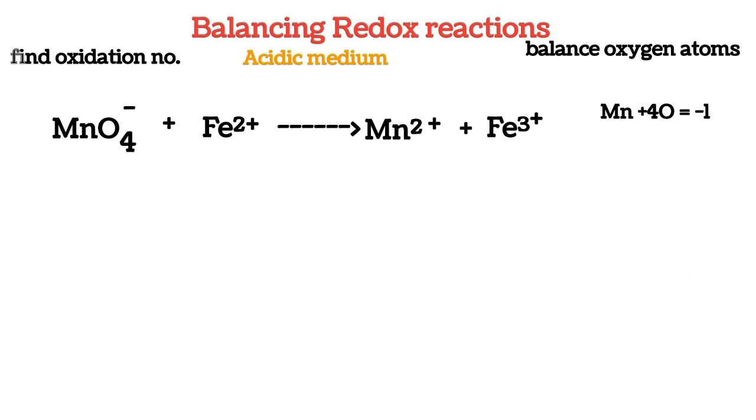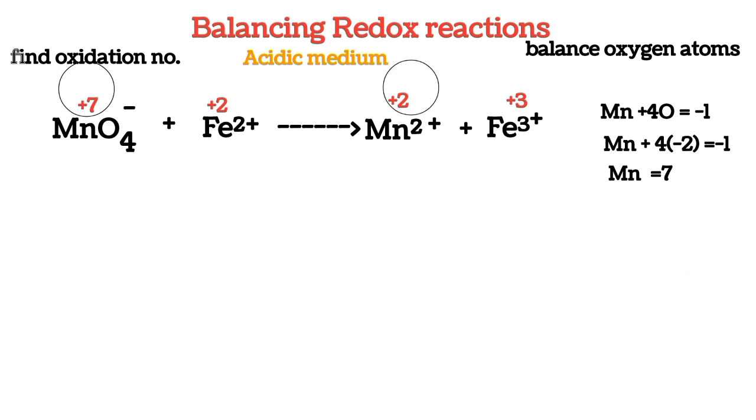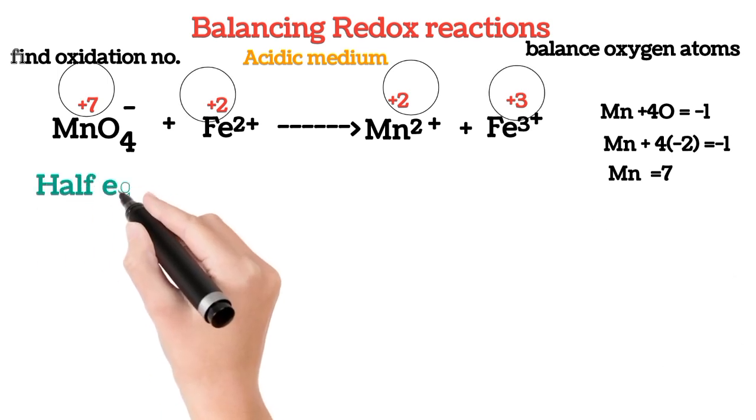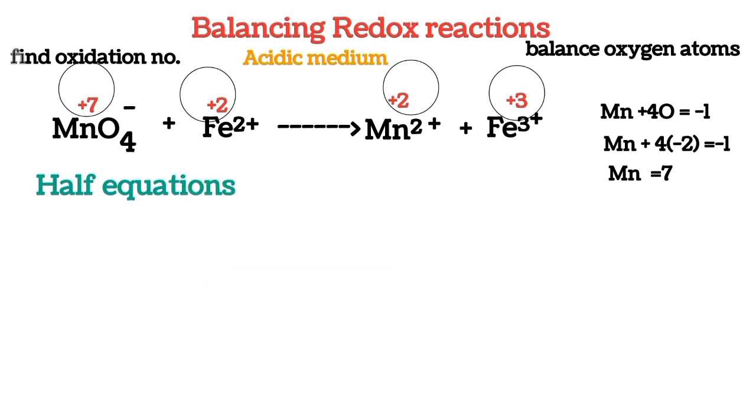Let's calculate the oxidation number of manganese in MnO4 minus. So it's going to be Mn plus 4 O equals minus 1, which is the charge of both of them. That means Mn plus 4 into minus 2, where minus 2 is the oxidation state of oxygen, equals minus 1. And Mn will be equals to what? 7. That implies that in MnO4 minus, the oxidation state of manganese is +7, while in Fe2 plus, the oxidation state of iron is +2, in Mn2 plus, the oxidation is +2, and in Fe3 plus, oxidation is +3. That means Mn has changed from +7 to +2, and Fe2 plus has changed from +2 to +3.